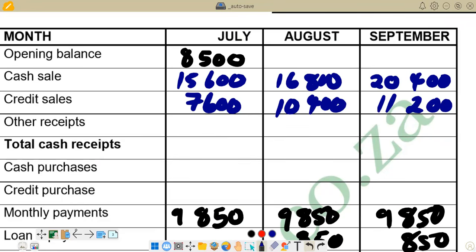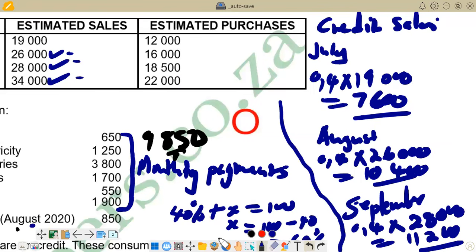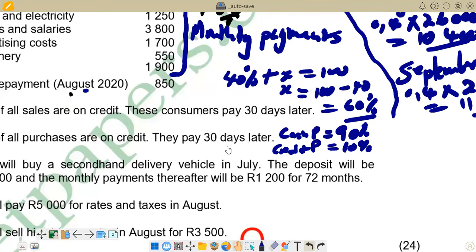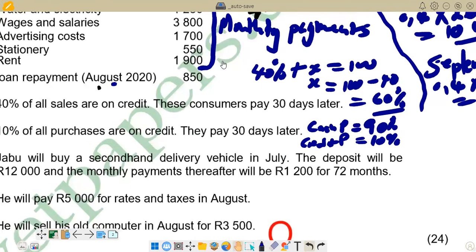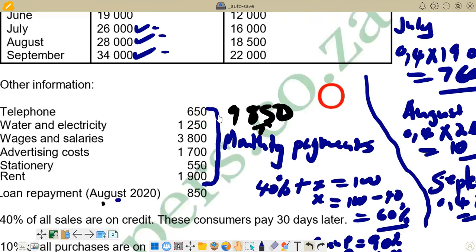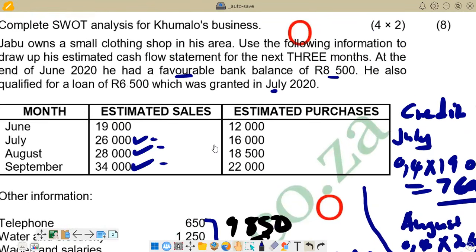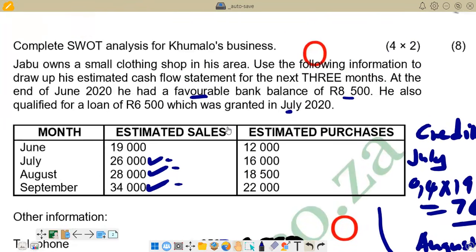So we're just going to go down to see what's next we have there in terms of the instructions that are given there. We can also record this one, 6,500. It was recorded. This is another receipt. You also qualified for a loan of 6,500, which was granted in July 2020.